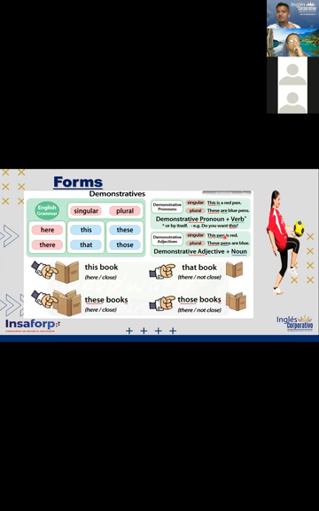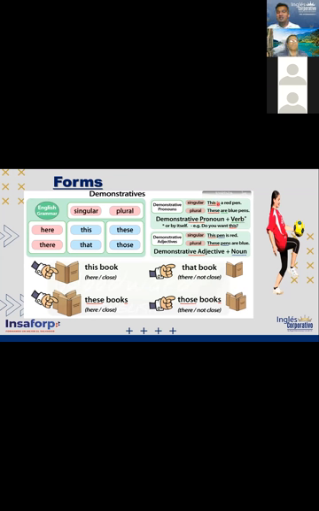So probably some of you could think that it is incorrect. But when we use the demonstrative pronouns, we can use two forms, actually. Form number one is this one. We use demonstrative pronoun plus the verb be.